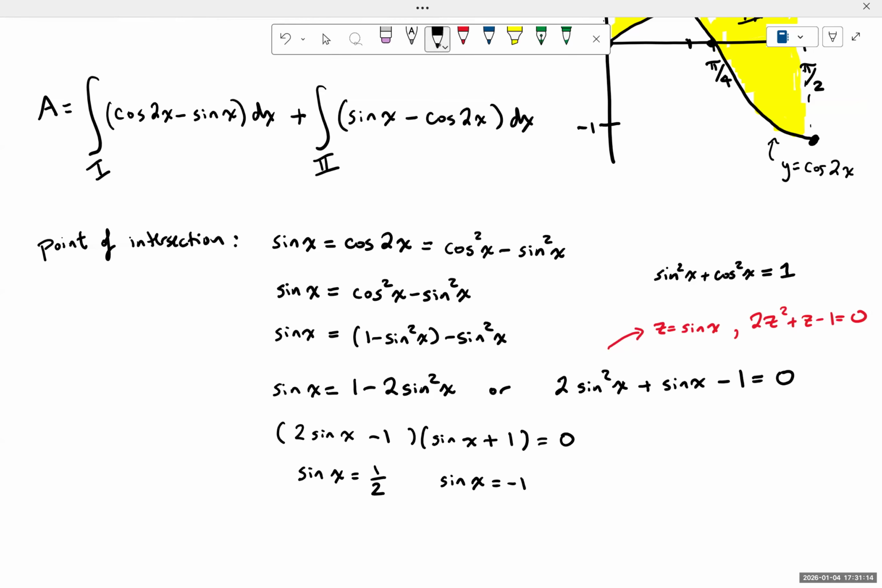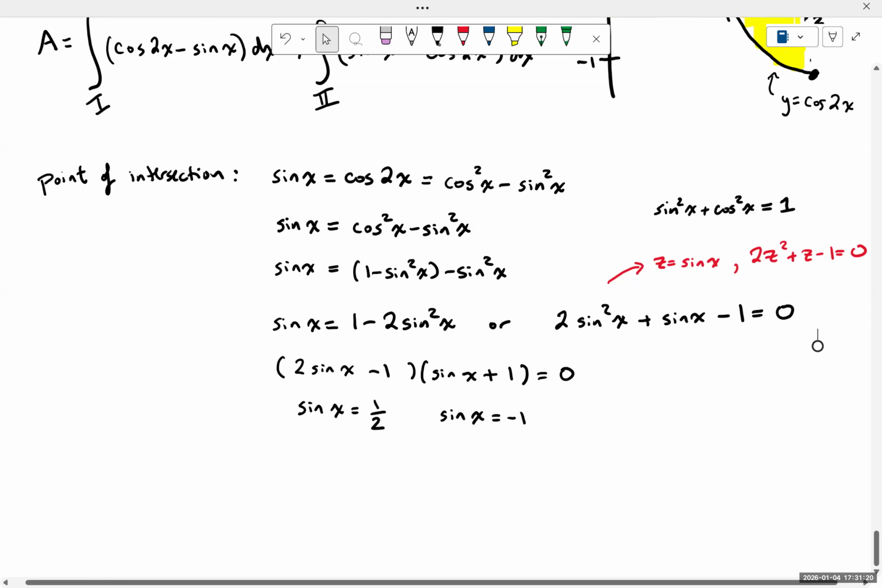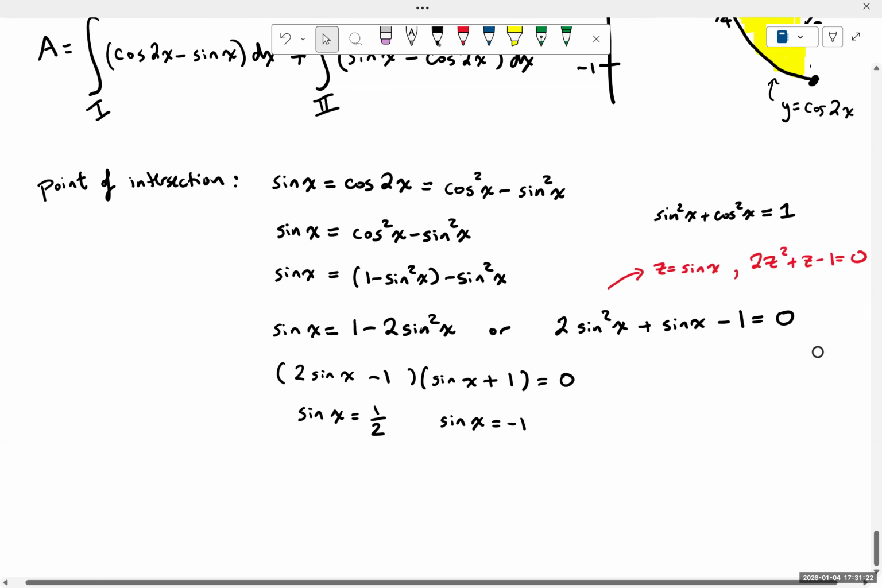All right, I only care about what's going on between 0 and pi over 2 because that's where my problem is. So sine x equals negative 1, I don't care about that because that would give me x equals 3 pi over 2 plus whatever. So these are not in my domain.